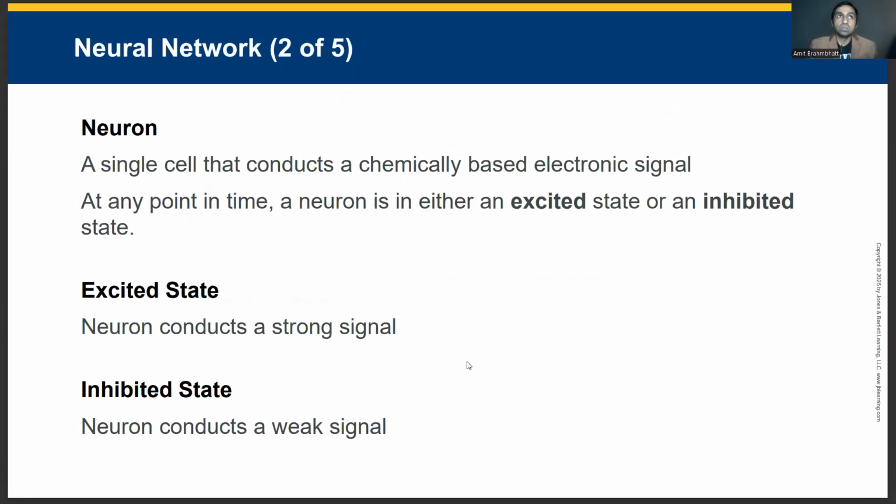Slide 30, Neural Network, 2 of 5. This slide explains the excited and inhibited states of neurons. A neuron fires strongly when excited and weakly when inhibited. This binary-like behavior is mirrored in artificial neurons, which output a 0 or 1 depending on whether a threshold is reached. Understanding these states helps explain how networks classify information.